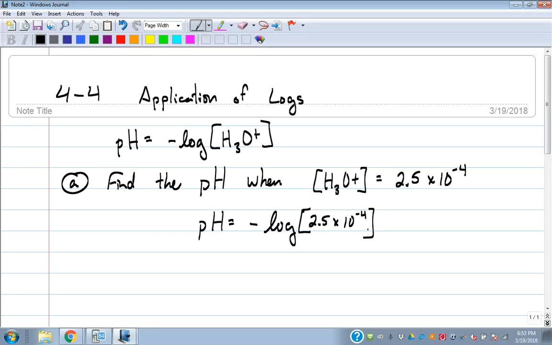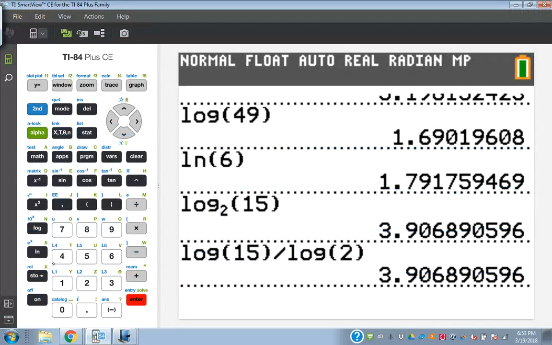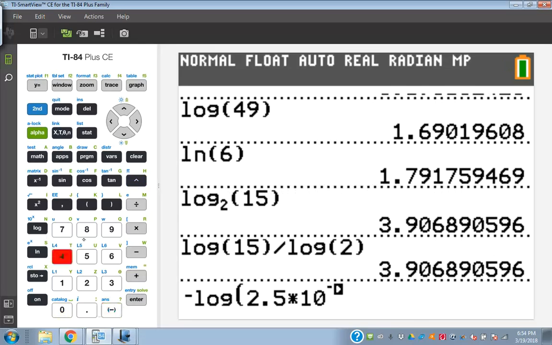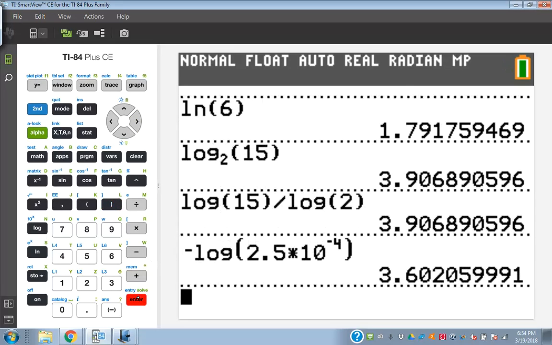So all we've got to be able to do is type that into the calculator. All right? So I would go to my calculator and I would type negative log 2.5 times 10 raised to the negative 4. Close the parentheses. Hit enter. We go 4 decimal places. It'll be 3.6021.